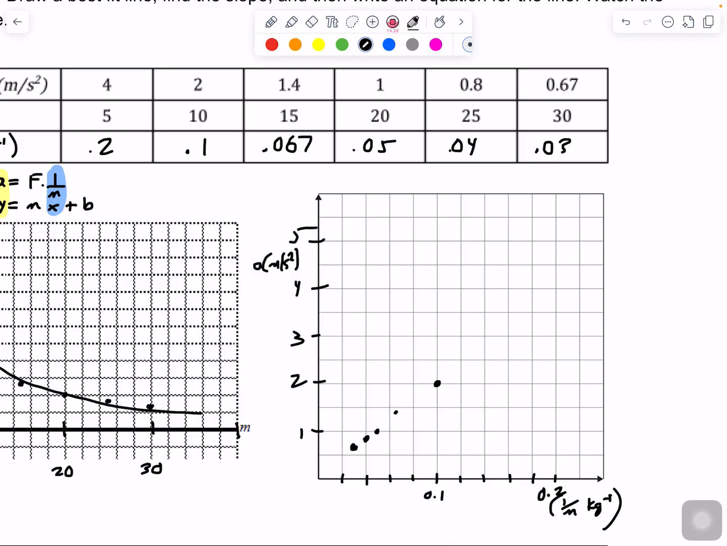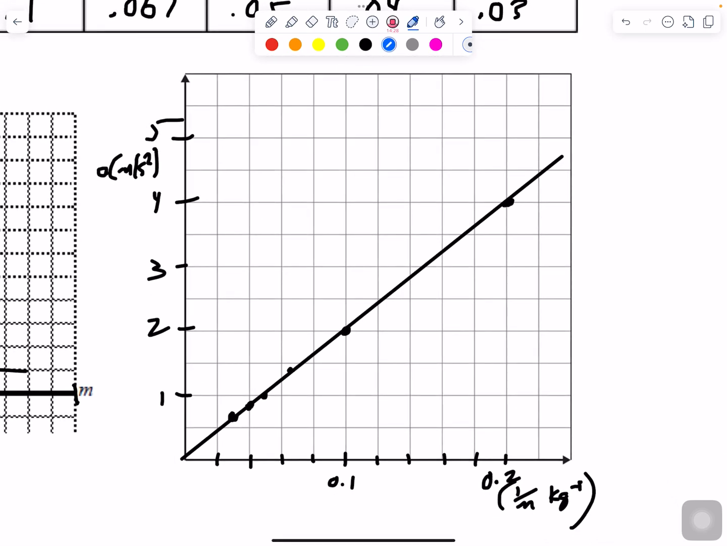Then we're gonna go over 0.2 and up 4. And you see we get almost near perfectly linear graph. Not just linear, this is proportional data because it goes right to the origin. It's perfect. Okay, so now we need to find its slope.